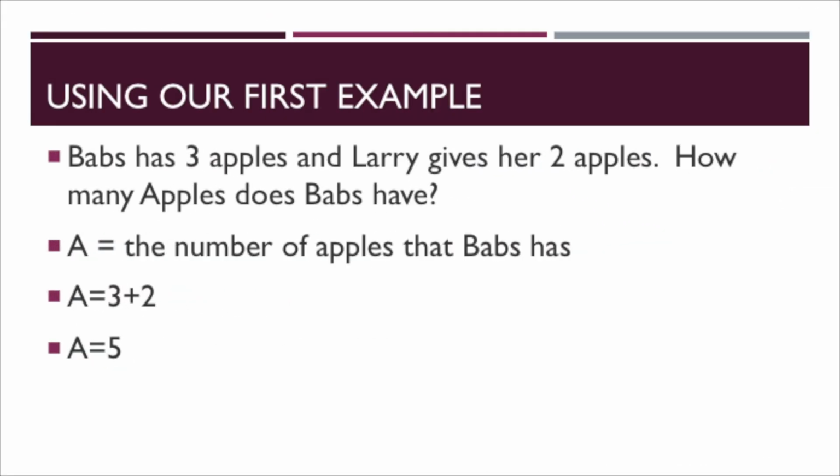So now let's go back to our first problem. Babs has 3 apples and Larry gives her 2 apples. How many apples does Babs have? Well, in this case, we're going to say A is the number of apples that Babs has. A equals 3 plus 2. So in this case, A, the number of apples that Babs has, is 5.